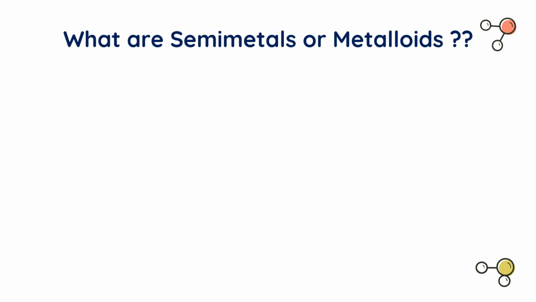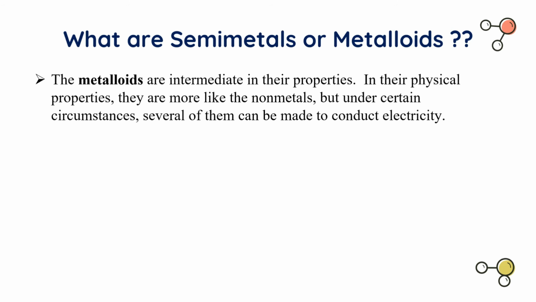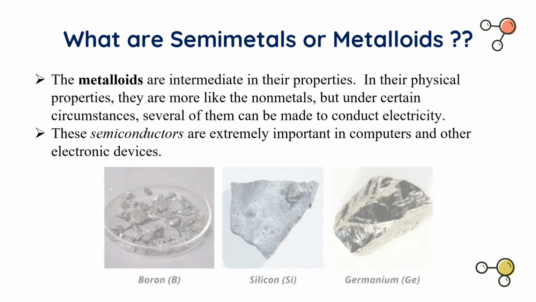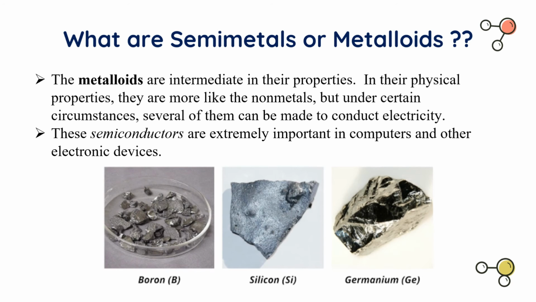Now, what are semi-metals or metalloids? Metalloids are intermediate in their properties. In their physical properties, they are more like non-metals. But under certain circumstances, meaning when you modify a particular semi-metal, it can be made to conduct electricity. That is the biggest reason we are using smaller computers and mobile phones today. These semiconductors are extremely important in computers and other electronic devices. Some examples are boron, silicon, and germanium.